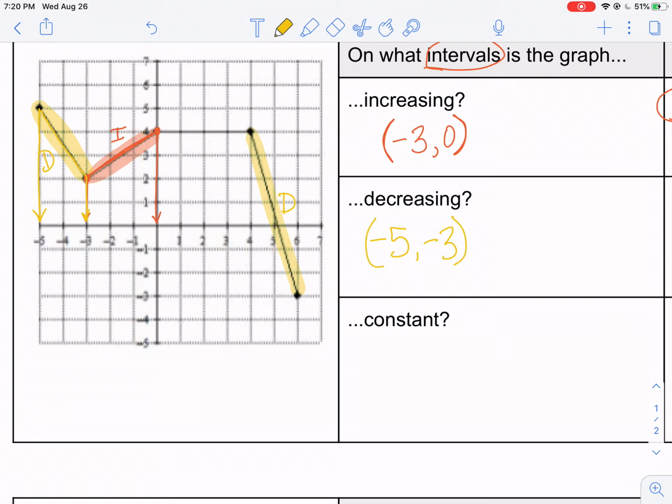So I'm going to write that as my first interval. And then remember we use the U to mean or. And then it starts going down again at 4, and it continues going down until the x value of 6. So that is where the graph is decreasing.